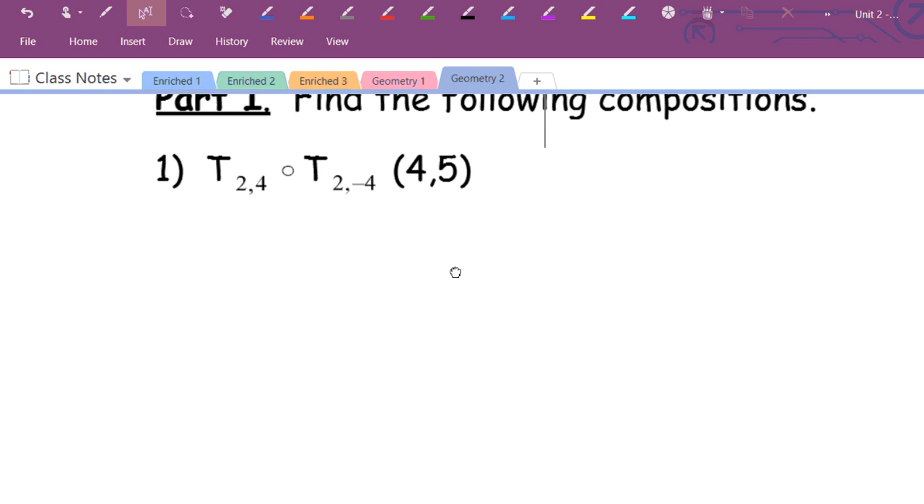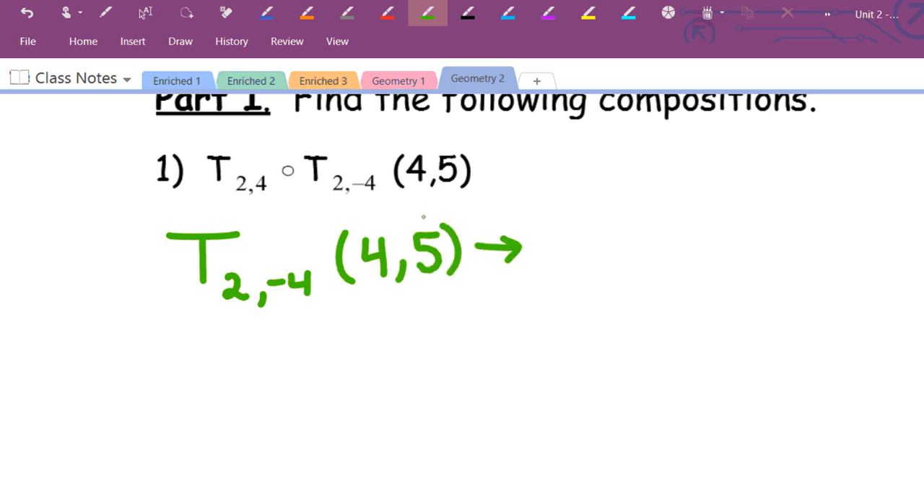Okay, so I'm going to do a translation, and I'm going to move it to the right 2 and then down 4. So what would the new ordered pair be after you do that to the point 4, 5? You're right. Yep. Now, we've got the point 6, 1. Zach T, what gets done next?